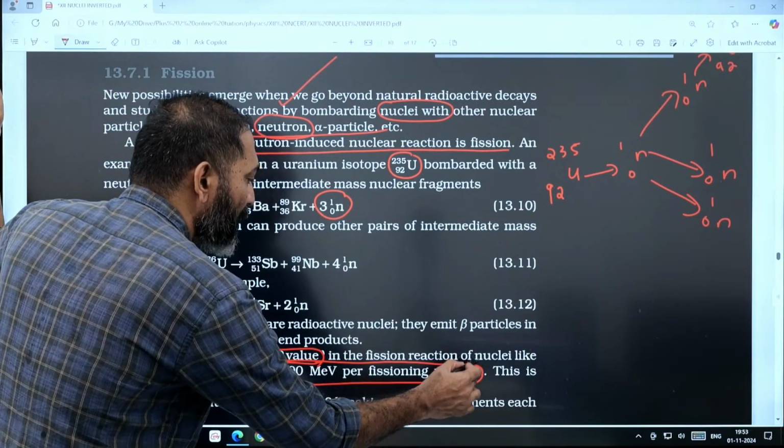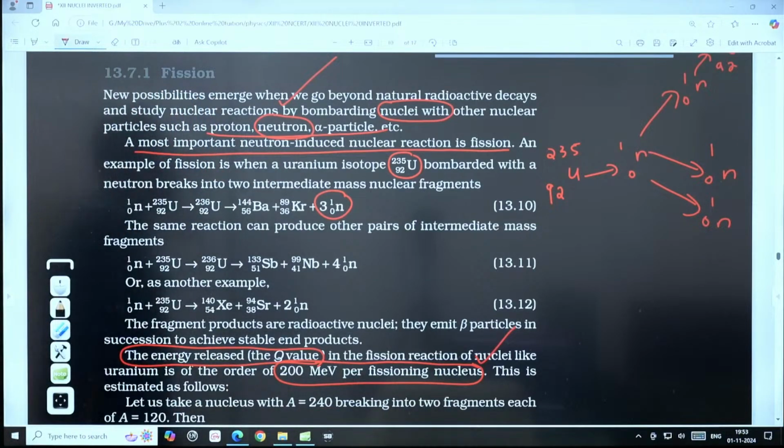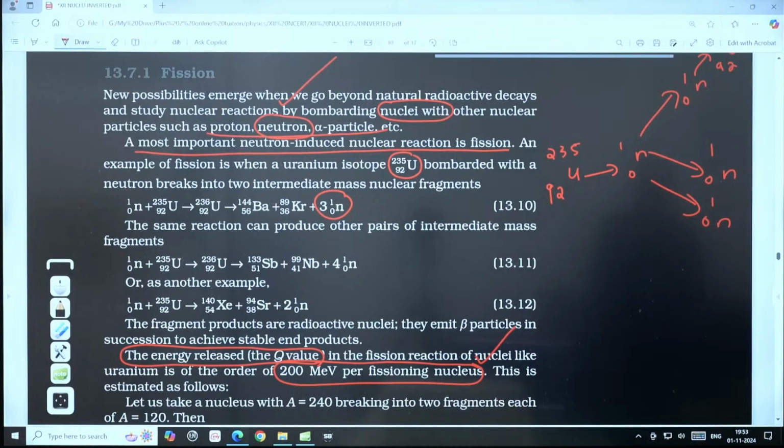Please understand and note this point. How much energy is released? 200 MeV per fissioning nucleus.